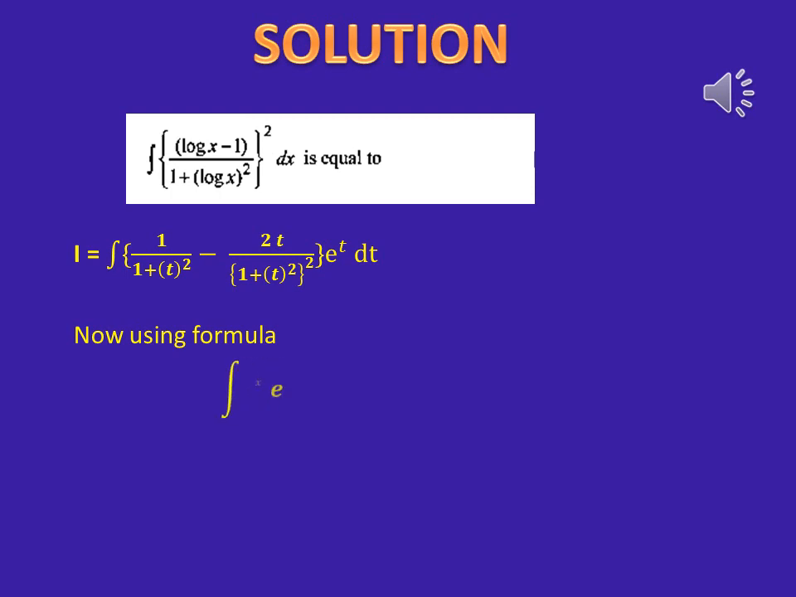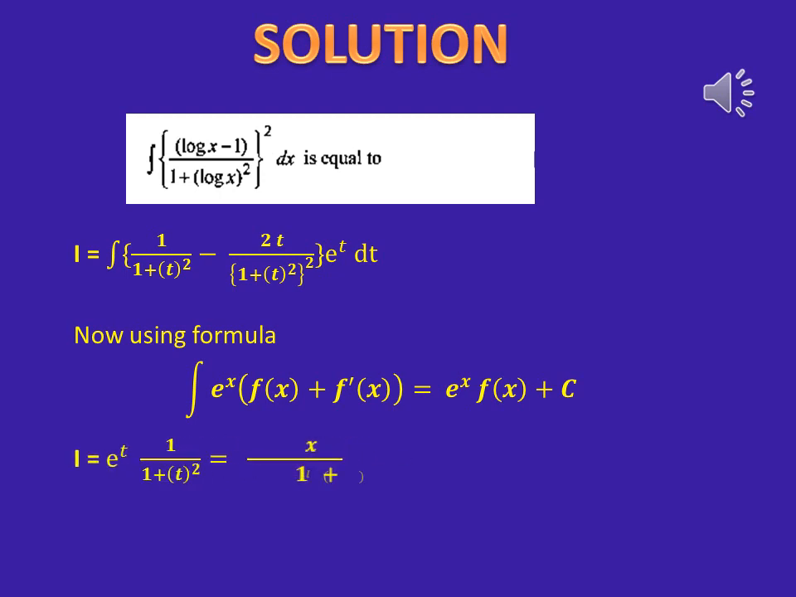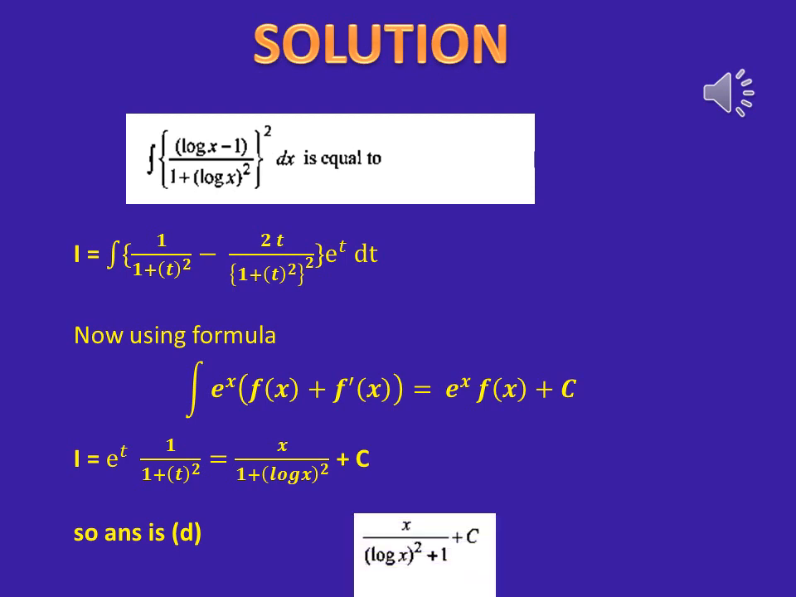Now using the standard formula, which is the integral of the product of e to the power of x and the sum of f of x and f dash x equals the product of e to the power of x and f of x plus some constant. Here in this equation we have f of x as 1 over the sum of 1 and the square of t, while f dash of x is minus 2t over the square of the sum of 1 and the square of t.